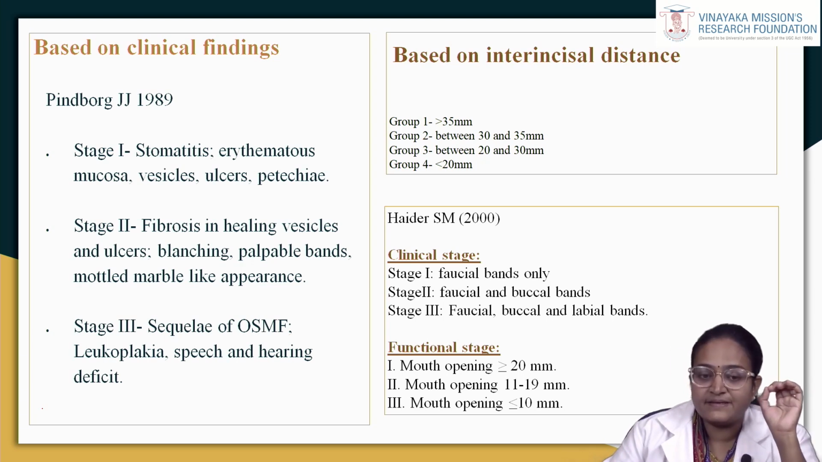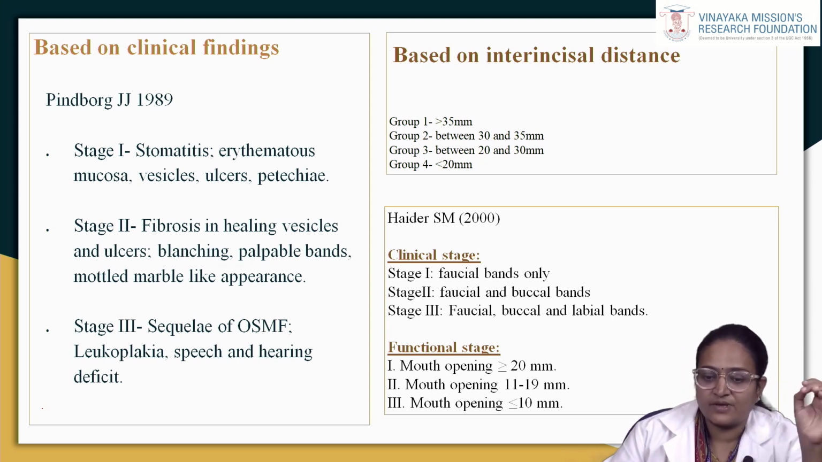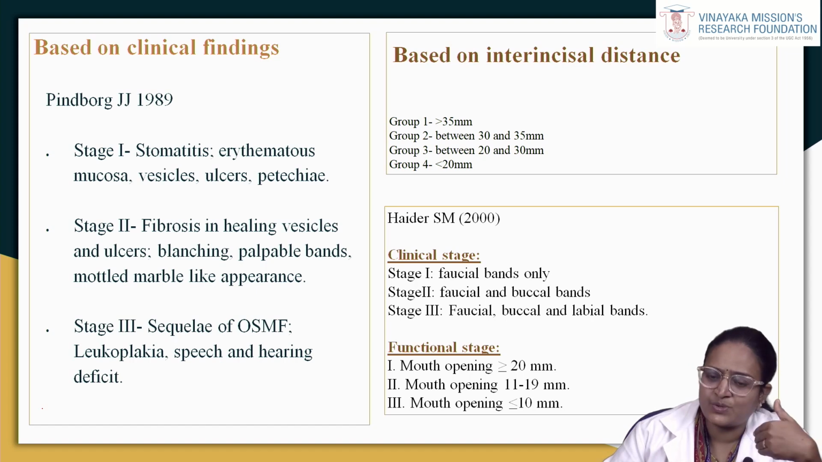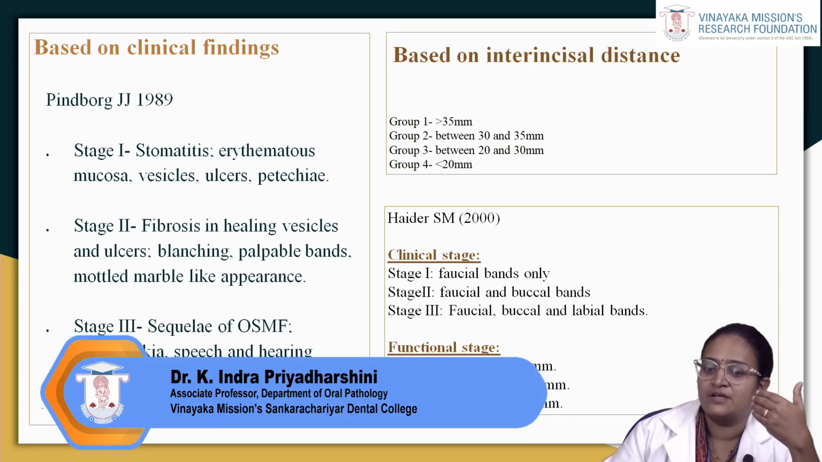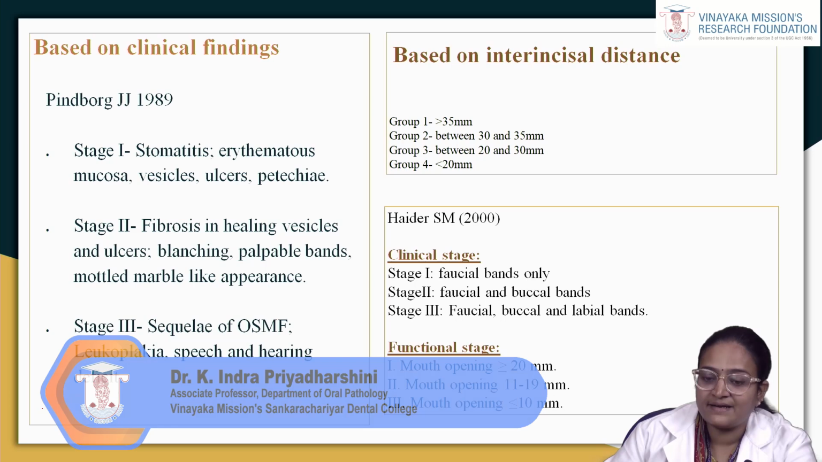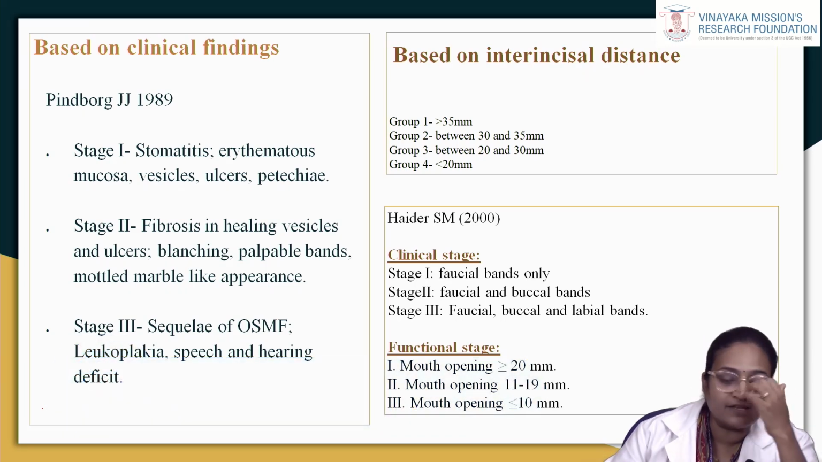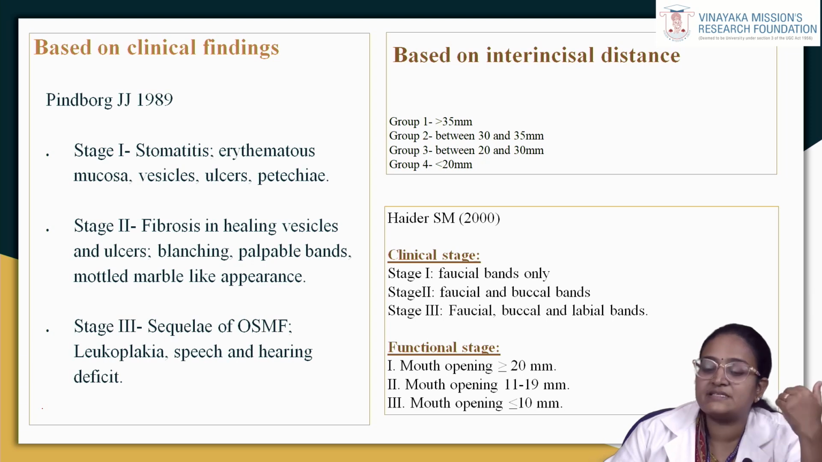Based on the interincisal distance, the groups are classified as follows: more than 30 mm is considered the normal interincisal distance. Group 1 and group 2 are between 30 and 35 mm, group 3 between 20 and 30 mm, and group 4 less than 20 mm. And in 2000, Ranganathan gave a classification based on clinical staging and functioning.